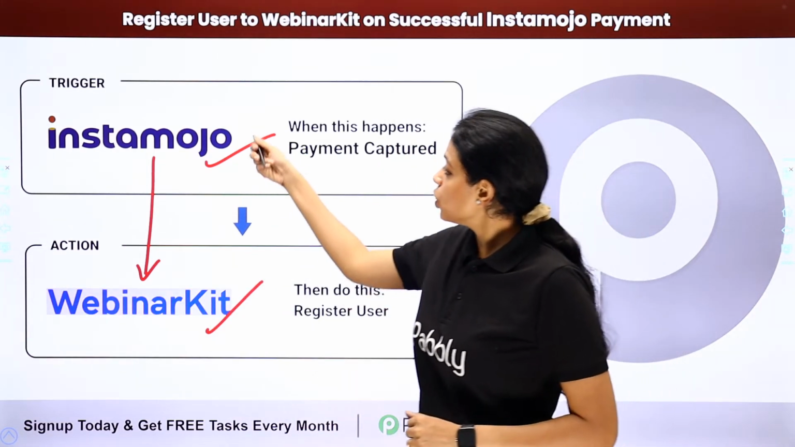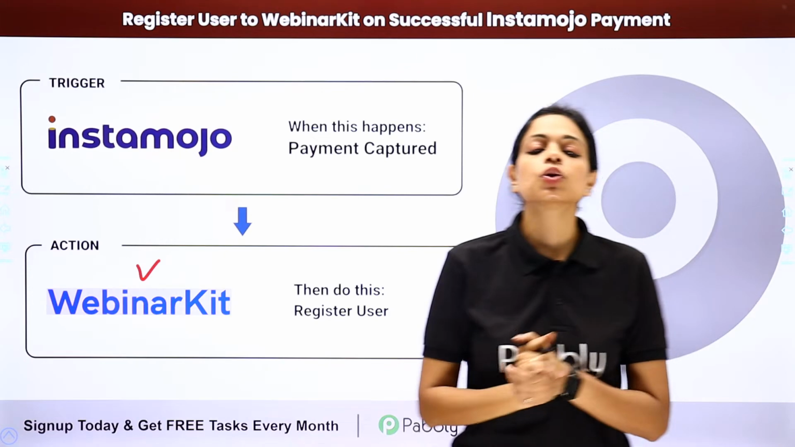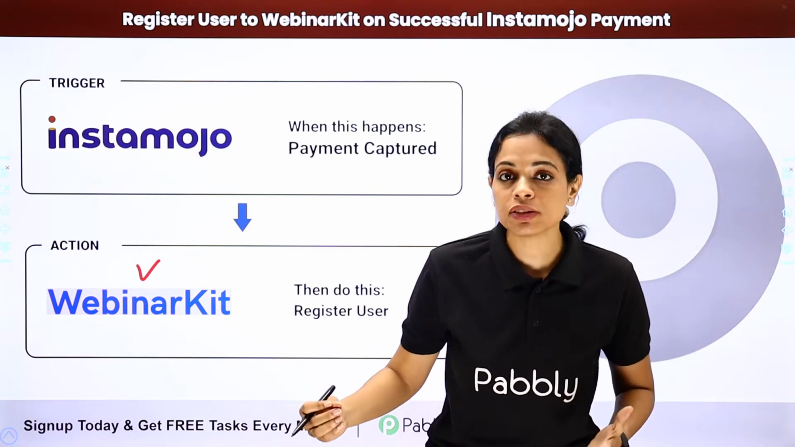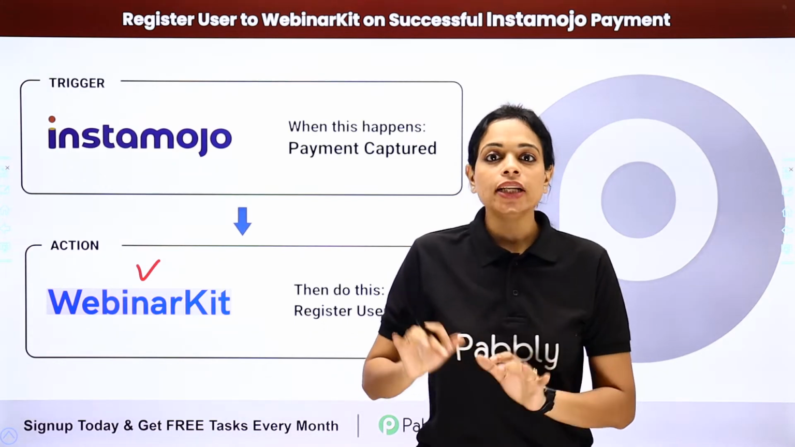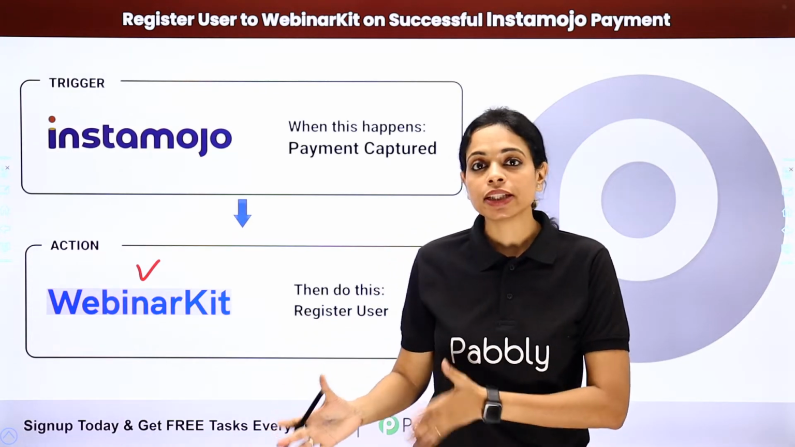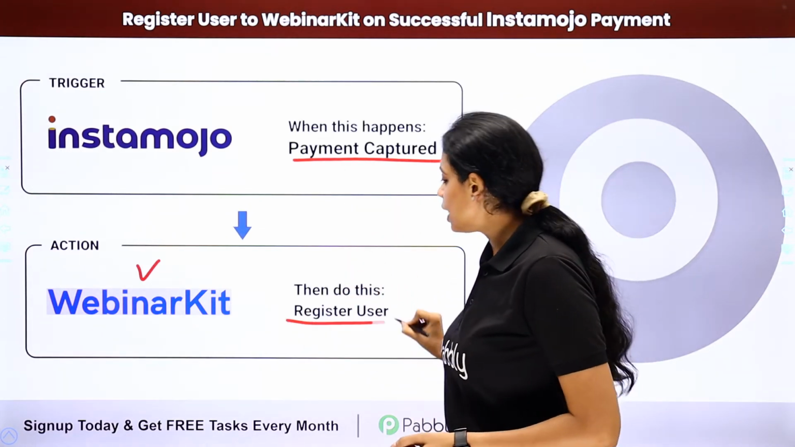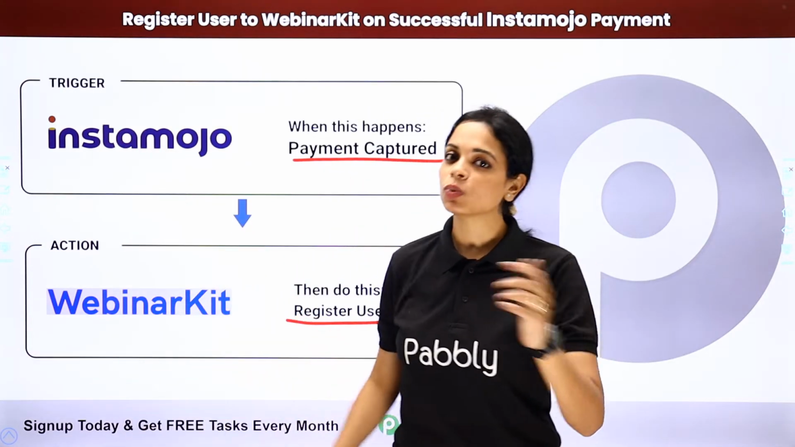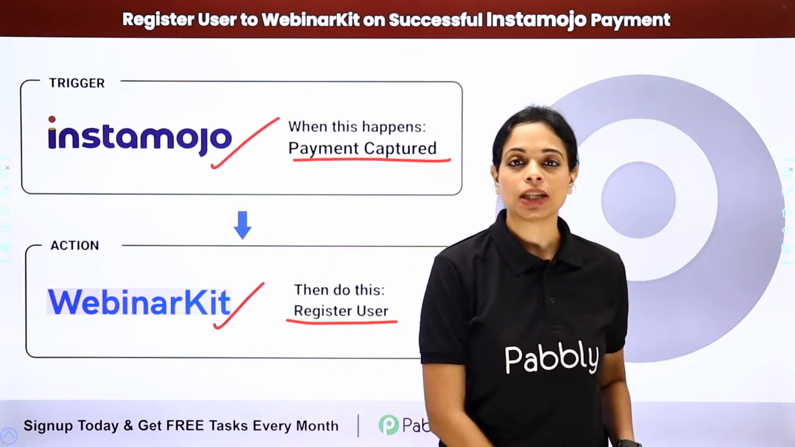Now, let's say that you want to register the user to Webinar Kit on successful Instamojo payment. So I have organized a webinar and I want that every time there's a person who is interested in attending that webinar has made the payment through Instamojo. Now, instead of me manually filling the details on Google Sheet or making him register on Webinar Kit, automatically this should happen. So every time the payment is captured, automatically he should be registered as a user on Webinar Kit. Now how can you do this? Again, you will have to integrate these two applications with the help of Pabbly Connect. Instamojo will be your trigger application and Webinar Kit would be your action application.